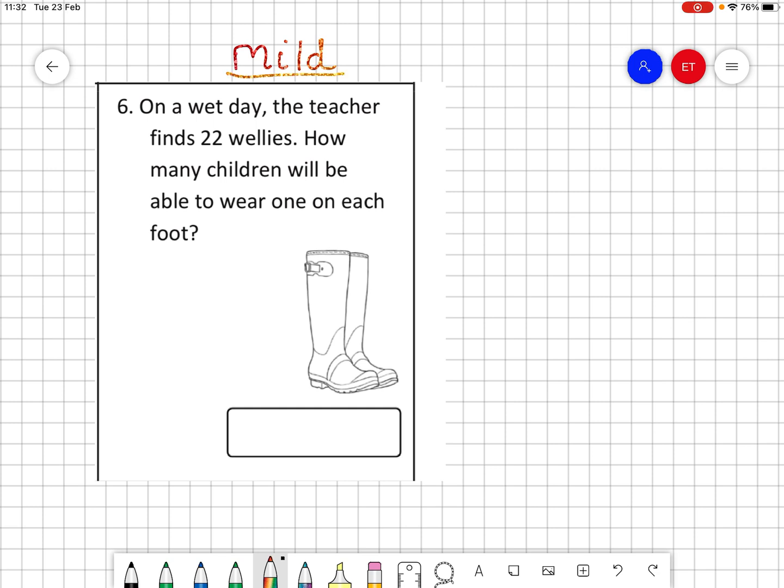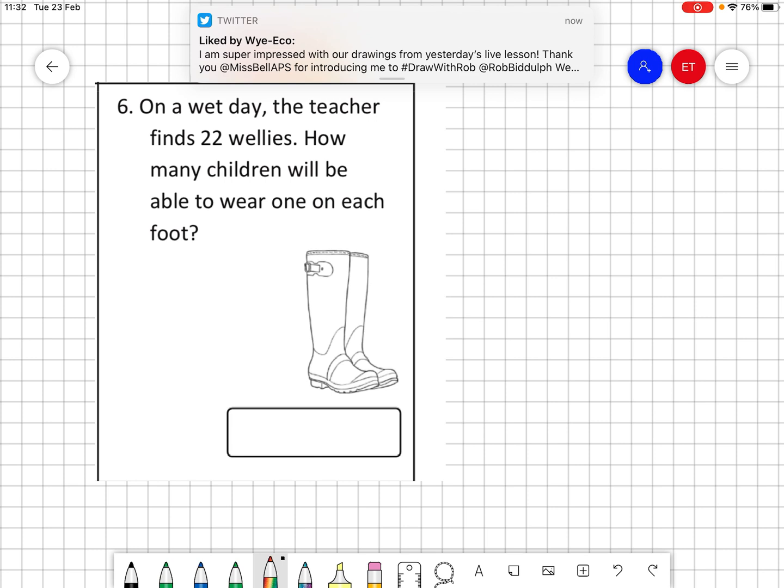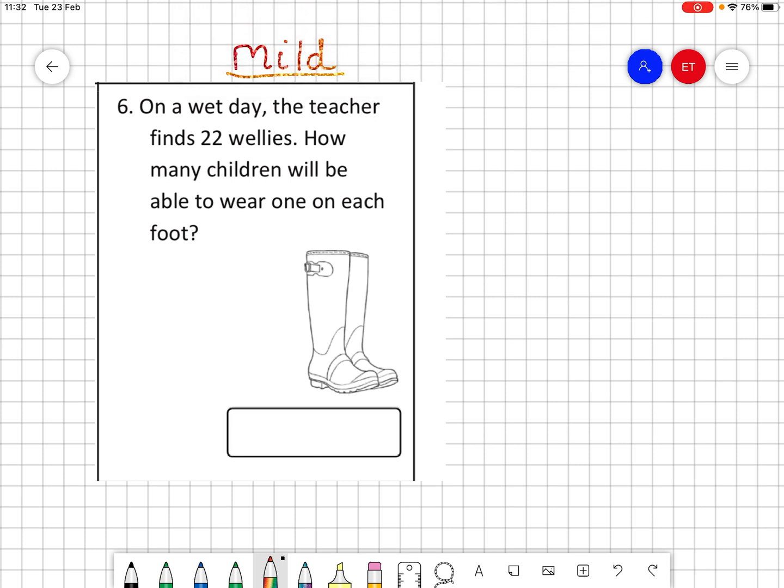So on a wet day, the teacher finds 22 wellies. How many children will be able to wear one on each foot? Okay, so there's 22 wellies. How many children will be able to wear one on each foot? Well, obviously, how many feet do we have? We have 2 feet.